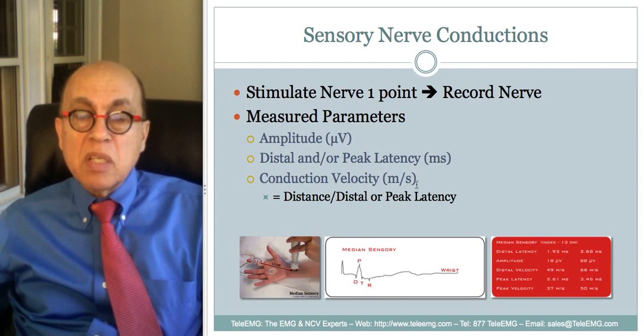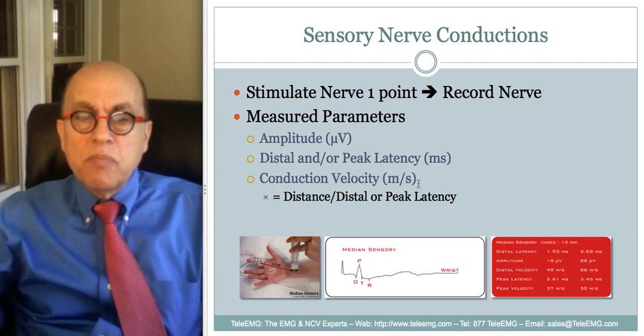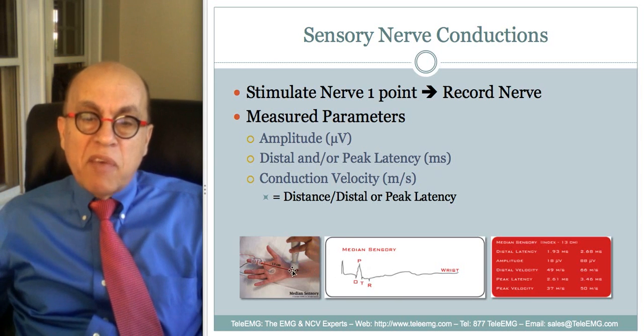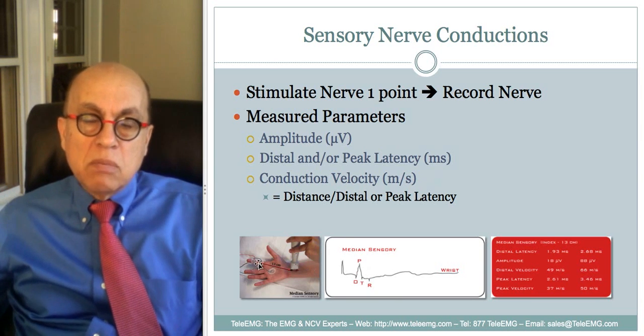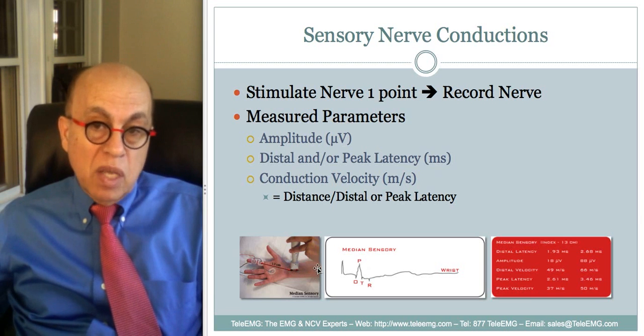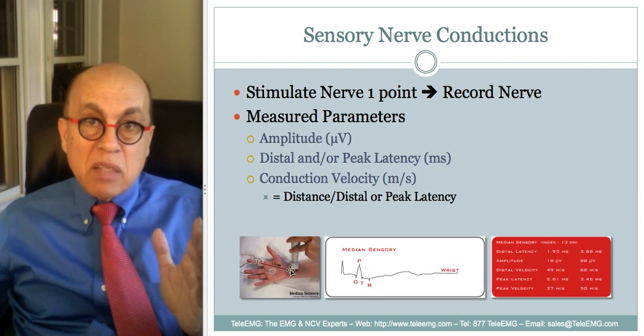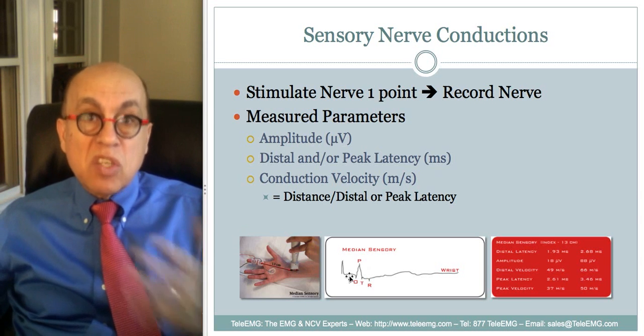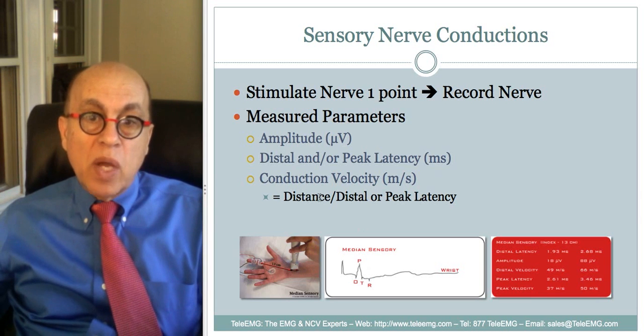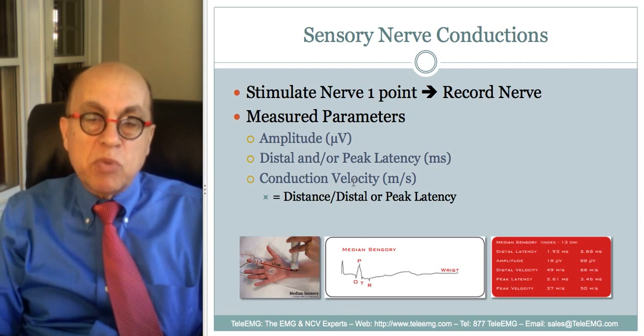And then we measure the conduction velocity. What is that? Well, you can guess that if I stimulate from here to here, okay, it's going to take a certain time to go from here to here. If I stimulate from here to there, it's going to take longer. And if I stimulate up further, it's going to take longer. So basically, I have to relate the time that it took to the distance that I used. Okay, and when I divide the distance by the distal or the peak latency, namely the time, I'm going to get a conduction velocity, which is expressed in meters per second.